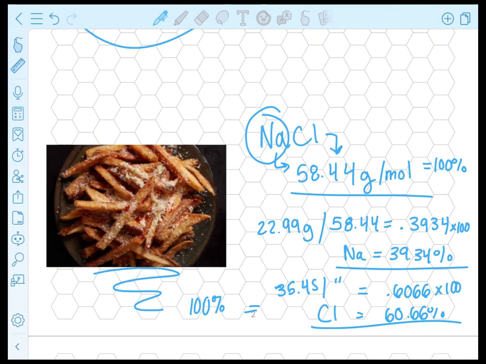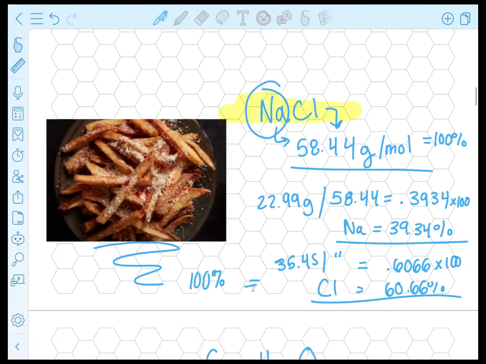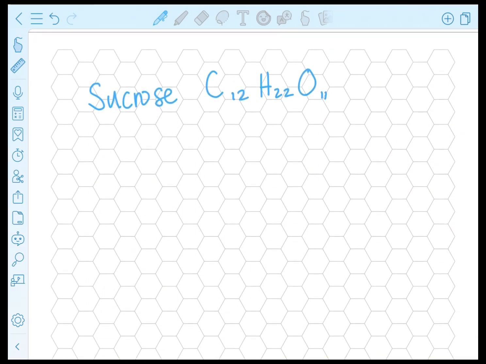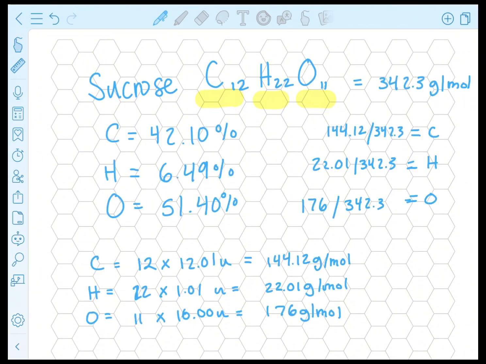I'm going to give you another example, and I want you to do this on your own. Here we have sucrose, C12H22O11. I want you to find the percent composition of each element: carbon, hydrogen, and oxygen. Pause the video and try to solve this on your own. Alright, so I got 42.10% for carbon, 6.49% for hydrogen, and 51.4% oxygen. Now I'm going to quickly walk through the steps for this one because I kind of threw you in the fire there, but if you got it, good job, and you can skip ahead.